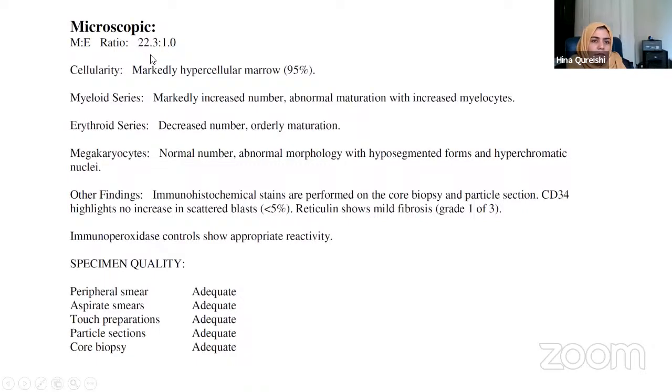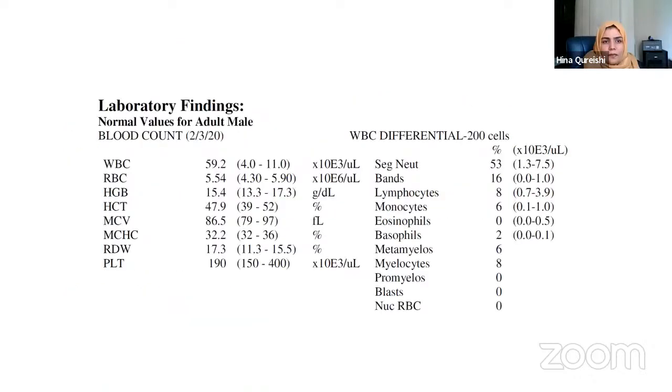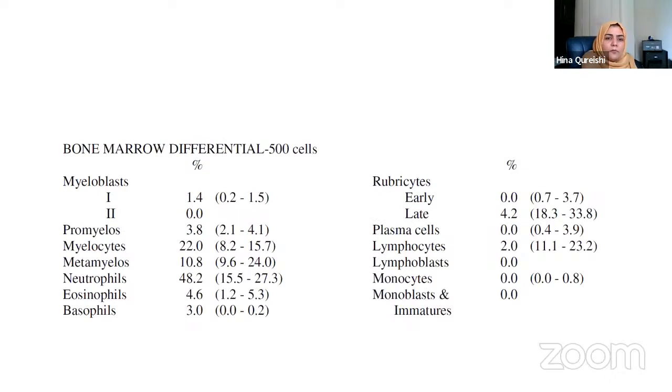This is a microscopic description in the bone marrow report that talks about every single series of the cells or lineage that is seen in the bone marrow. And then if any immunostains are performed, we mention those in the report as well. Here is the peripheral blood differential count that was performed in this patient, incorporated in the report. Here is the bone marrow differential count.